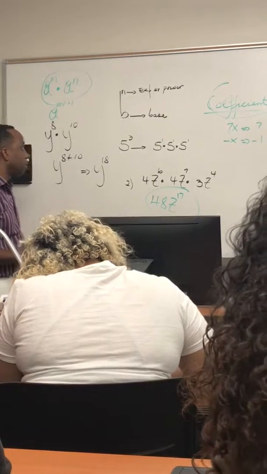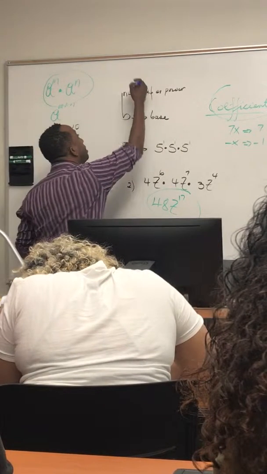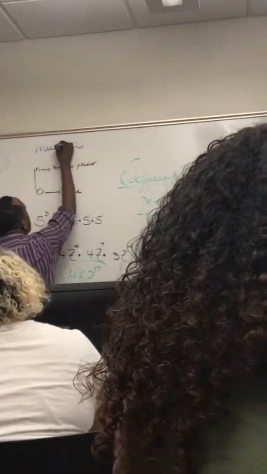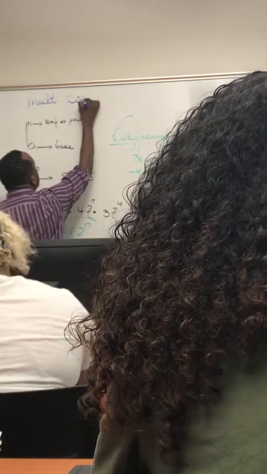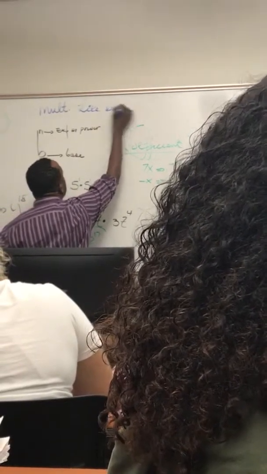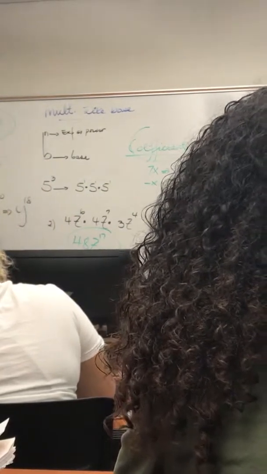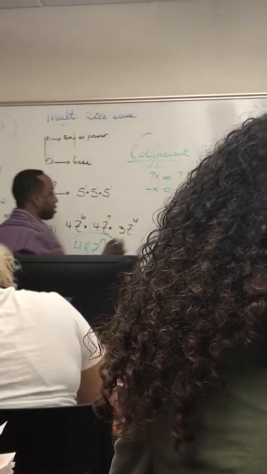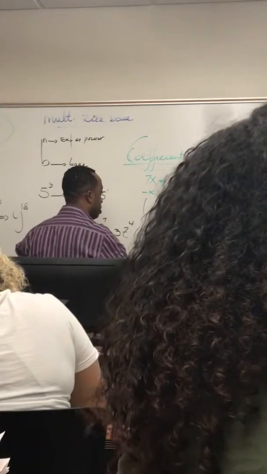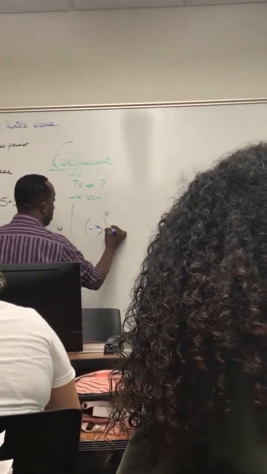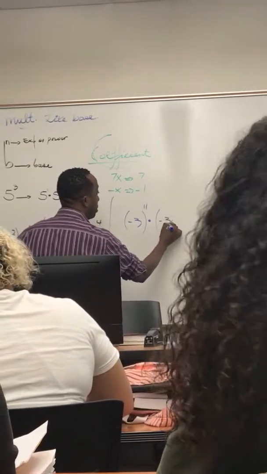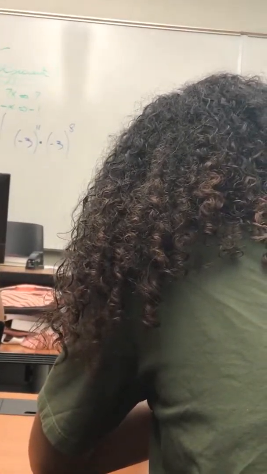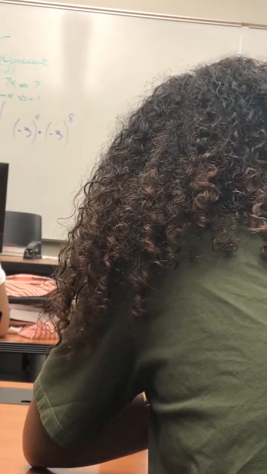Beautiful. So now, multiplying like bases, for those of you taking good notes. Let me give you one good example. Let's say I like you this much, and I give you negative 3 to the 11th power times negative 3 to the 8th power. Help me here. Let's go ahead and simplify this one, everyone. Let's try.